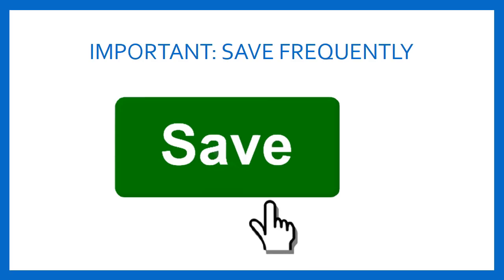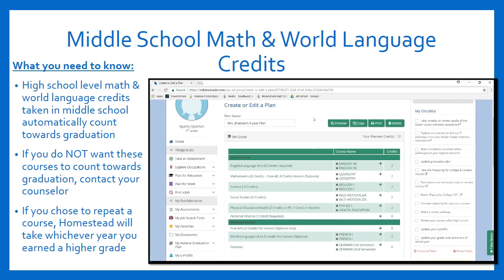After you add your current schedule to your 4-year plan, please consider any math or world language classes you took in 8th grade that might count towards high school credit. For example, if you took algebra, geometry, or a full year of a world language in middle school, it will automatically be included on your high school transcript. Please note that if you do not want high school grades and courses from middle school to count towards graduation, you must inform your counselor.